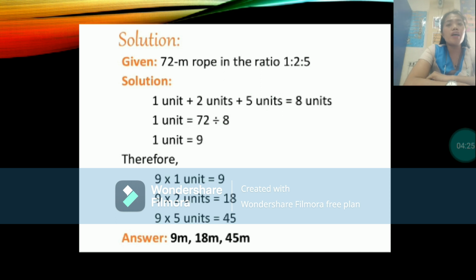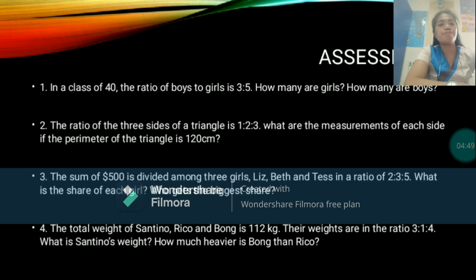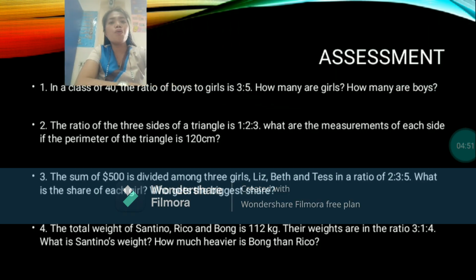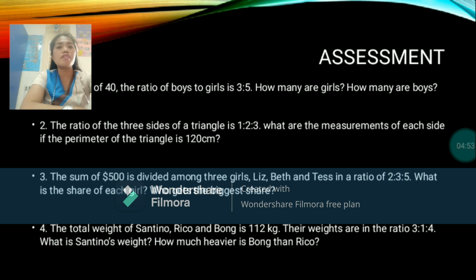Therefore, you have 9 times 1 unit is 9, 9 times 2 units is 18, and 9 times 5 units is 45. So the answer would be 9 meters, 18 meters, and 45 meters. Okay, so that is equivalent to the ratio 1 is to 2 is to 5. Okay, next. At this point, you will have an assessment.